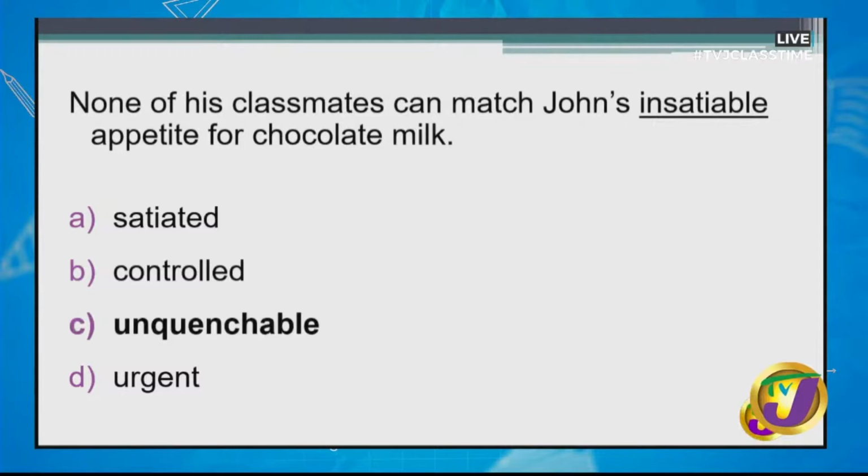Unquenchable, correct. So insatiable means the same as unquenchable. So one more point if you got that right. Make sure you're keeping score. All right, let's look at the next sentence.